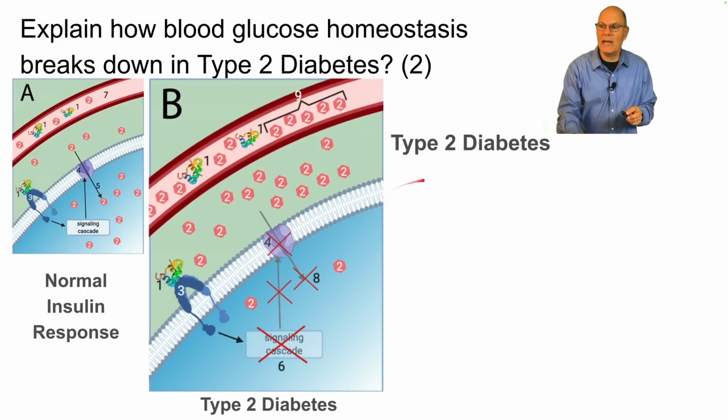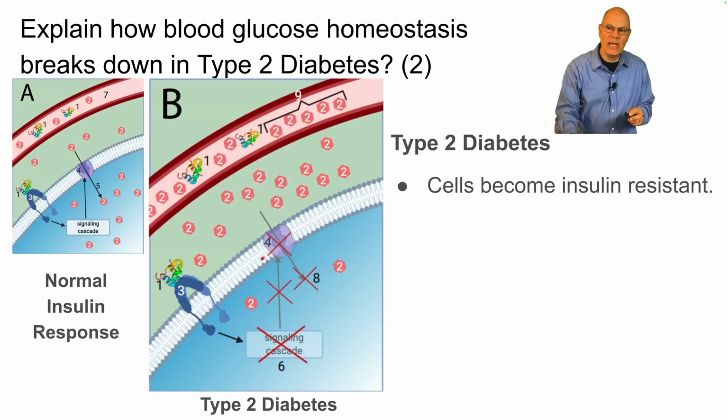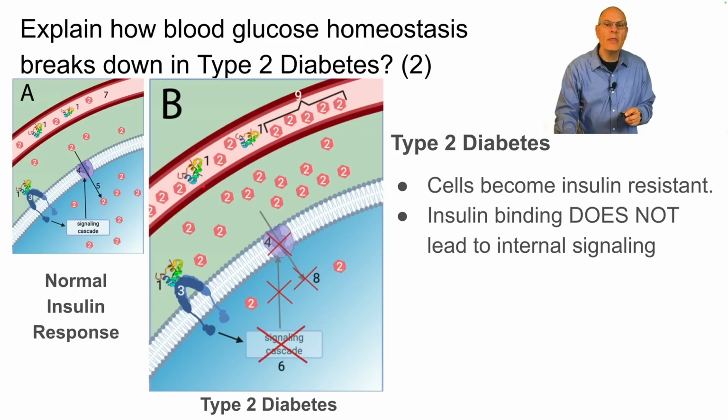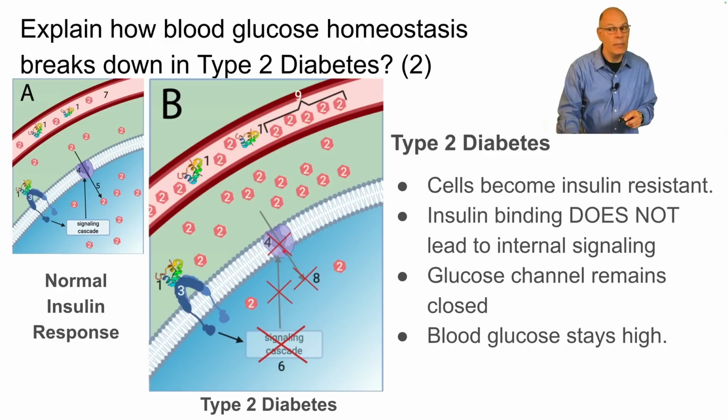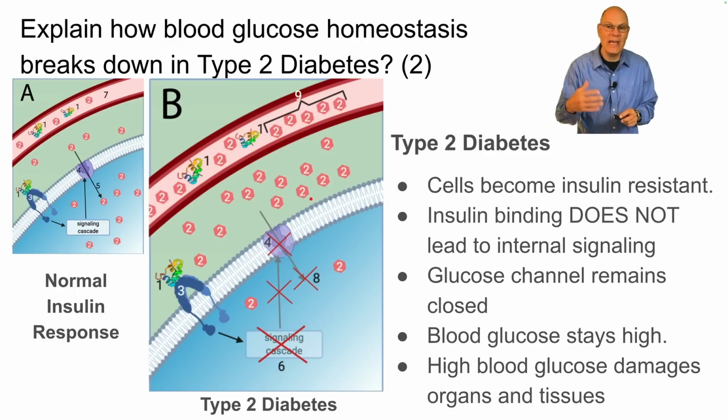In people with type 2 diabetes, what happens is that the cells become insulin resistant. There's glucose in the blood. There's insulin released from the pancreas, but the binding of insulin does not lead to the signaling cascade. Because of that, the glucose channel remains closed. Because of that, blood glucose level stays high, and that damages organs and tissues. Breakdown of homeostasis leading to type 2 diabetes.